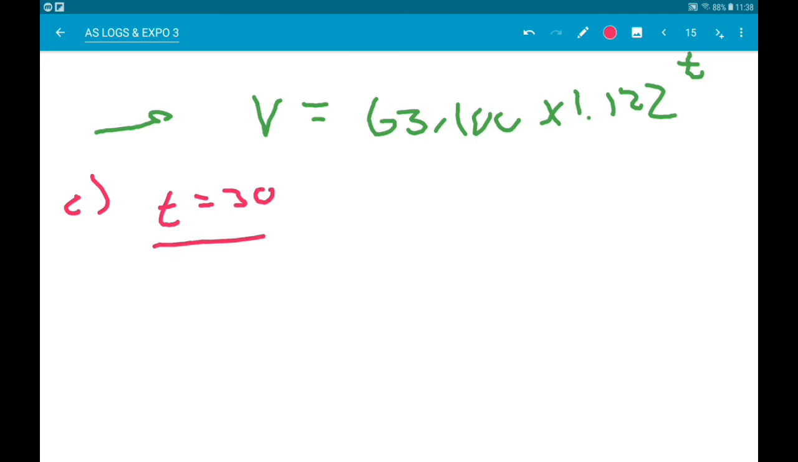So that is going to give us V is equal to £1,994,413. But that's not to the nearest 100,000. So, to the nearest 100,000, that is going to round up to £2 million.